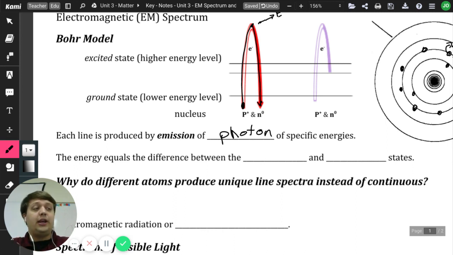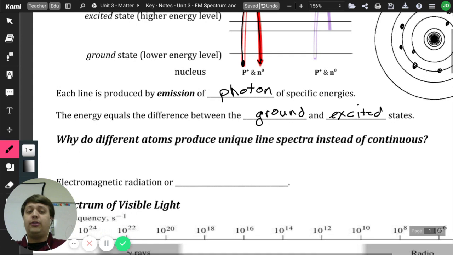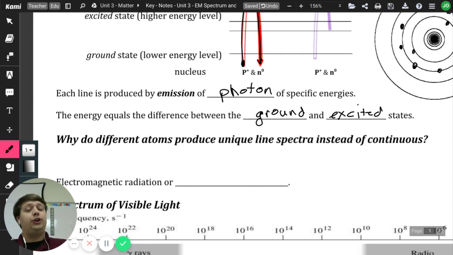The colors we have are produced by the amount of energy released as the electrons fall back down. The energy is going to equal the difference between our ground state and the excited state. Obviously, the further it falls back down, the more energy is released. Why do you think different atoms will produce unique lines of light instead of a continuous line of light? It has to do with their electrons, where the electrons are, and how far they jump up, how much energy you add. If you add a lot of energy, you can get them to jump a little higher. Okay?